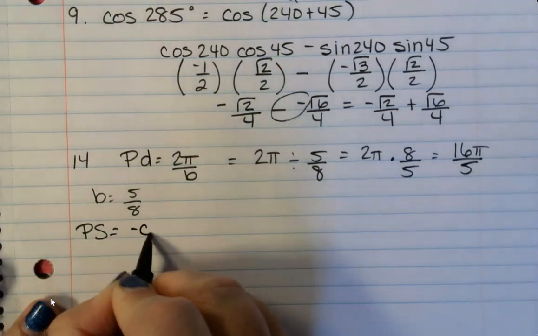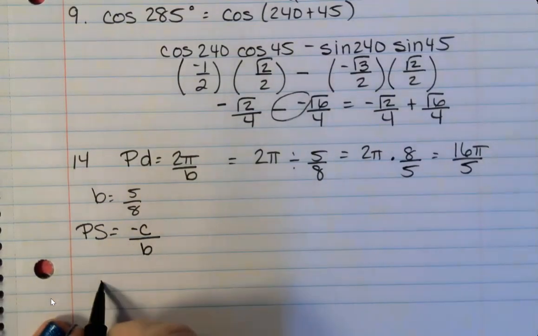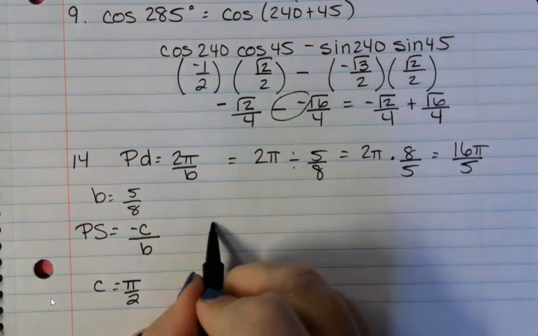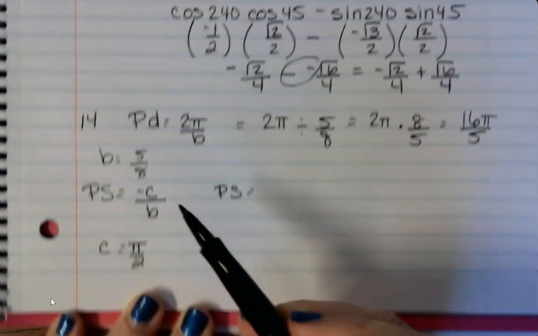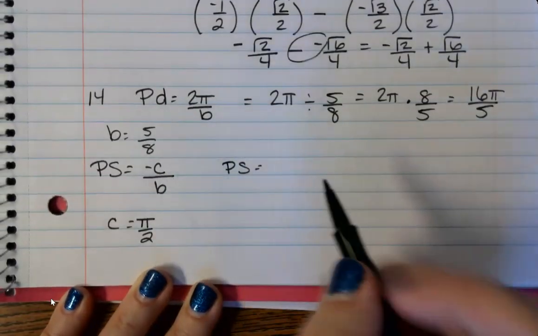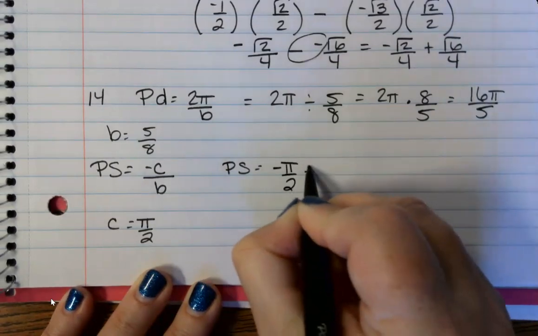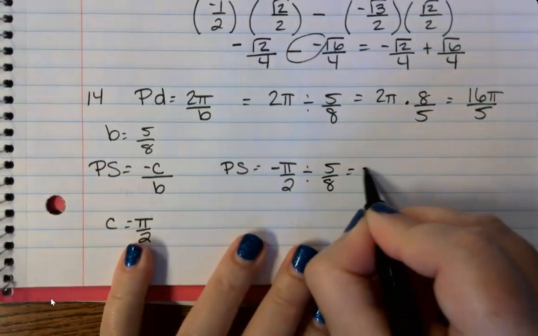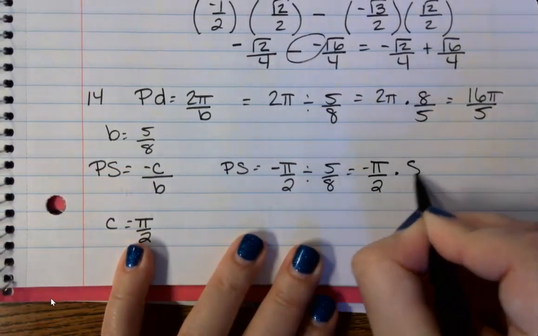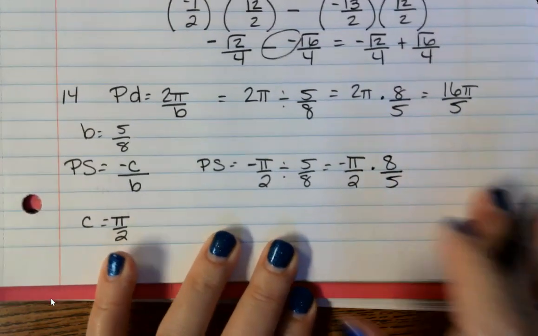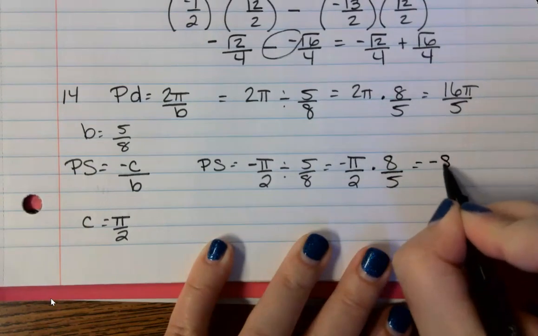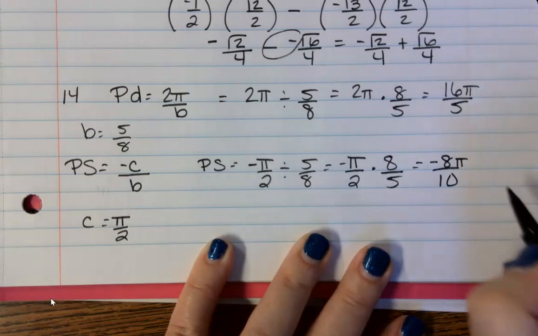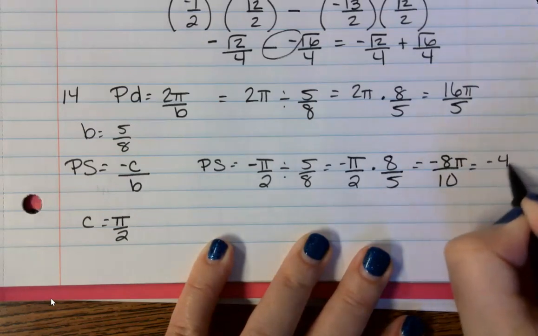Phase shift is opposite C over B. And my C value was pi over 2. So if my C is pi over 2 and I need the opposite, so it would be negative pi over 2 divided by B, which is 5 over 8. Keep, change, and flip. We get negative 8 pi over 10. Take a 2 out, negative 4 pi over 5.